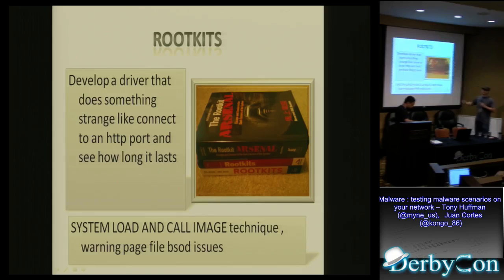So another thing is rootkits. Rootkits are really a malware thing. It's not really anything that we test right now, and I hit on this earlier. You don't have to have a rootkit to emulate what a rootkit does. And that's one of the biggest things in this talk: don't really infect your systems. You can make everything look like a piece of malware without being a piece of malware. So do something simple like use the system load and call image technique to load a rootkit. You have to be very careful when you do this because there are basically non-paged pool issues. It won't page out, and if it does page out, it'll blue screen your system. So make sure you know what you're doing.